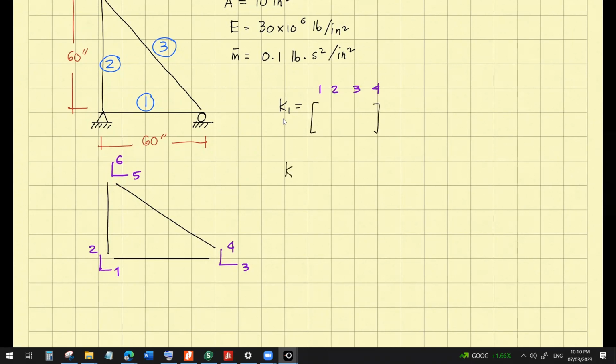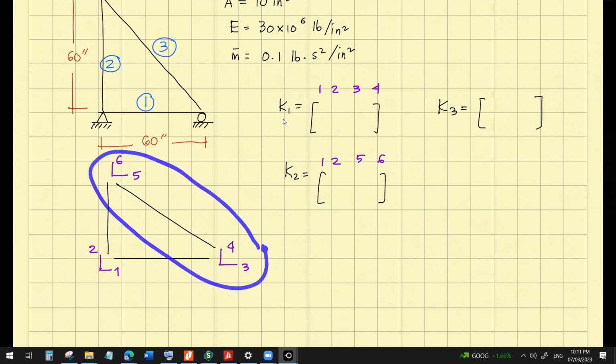For K2, what is the code? 1, 2, 5, 6. Okay? And for K3, the code is 3, 4, 5, 6. Right? So this is member 3. Now 3, 4, 5, 6.